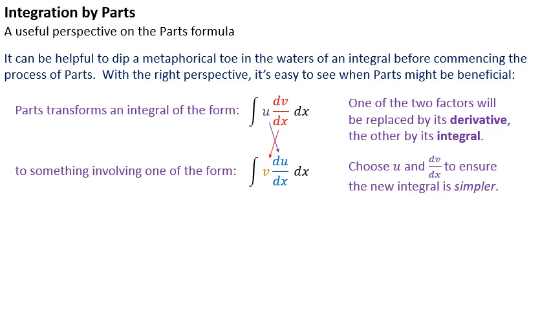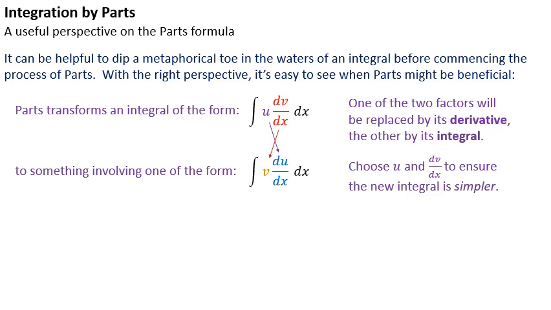Whereas if you integrate them, they generally get more complicated. Quadratics become cubic, cubics become quartic, and so on. So if you had two polynomials multiplied together and you applied integration by parts, then one of them would end up being simpler and one more complicated.